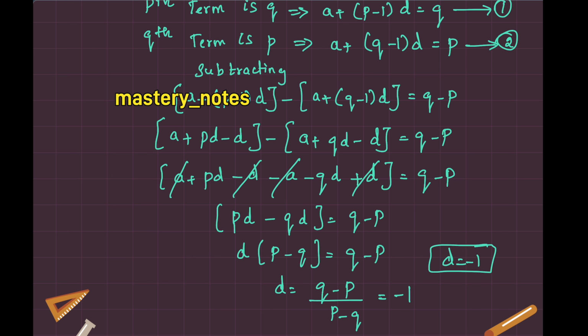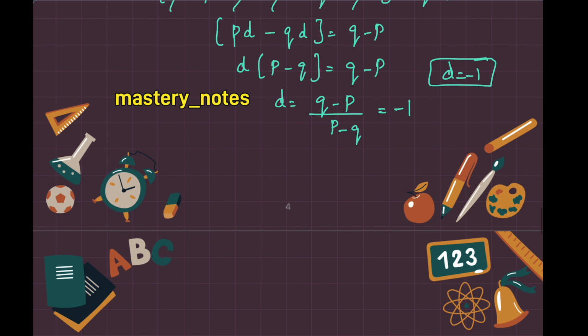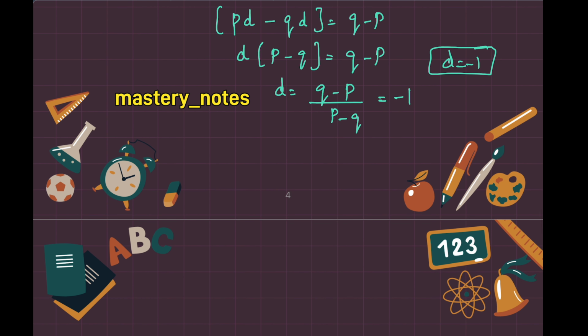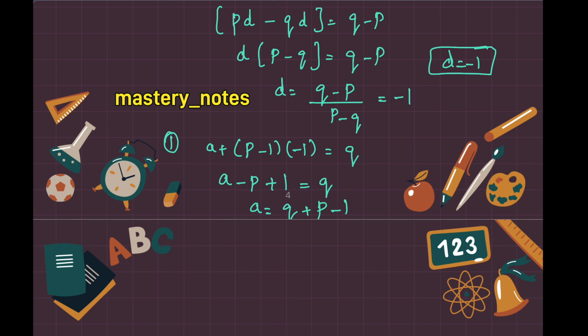Now substitute the d value in any of the equations, and we'll get the a value. So I'm substituting in the first equation. It is a plus p minus 1 into negative 1, which is equal to q. So a minus p plus 1, which is equal to q. We can rearrange and write it as a is equal to q plus p minus 1. This is the a value.